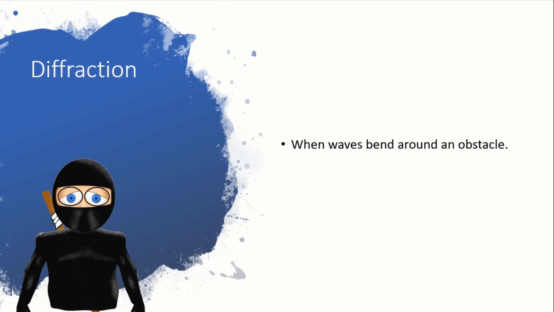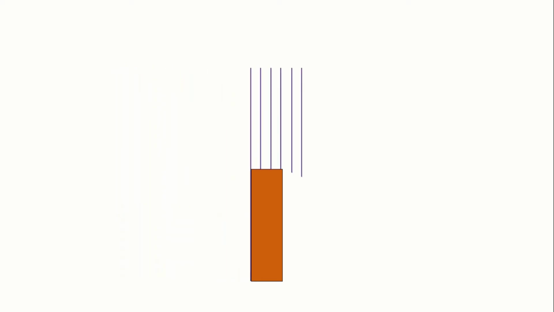So what is diffraction? In a nutshell, it's when waves bend around an obstacle. All waves diffract: sound, water, light. Here we see waves moving towards an obstacle, and you can see that the waves are blocked by the obstacle, but as they pass beyond it, they tend to fill in the gap behind the obstacle. This is diffraction. The area behind the obstacle that the waves don't enter is called a geometric shadow.